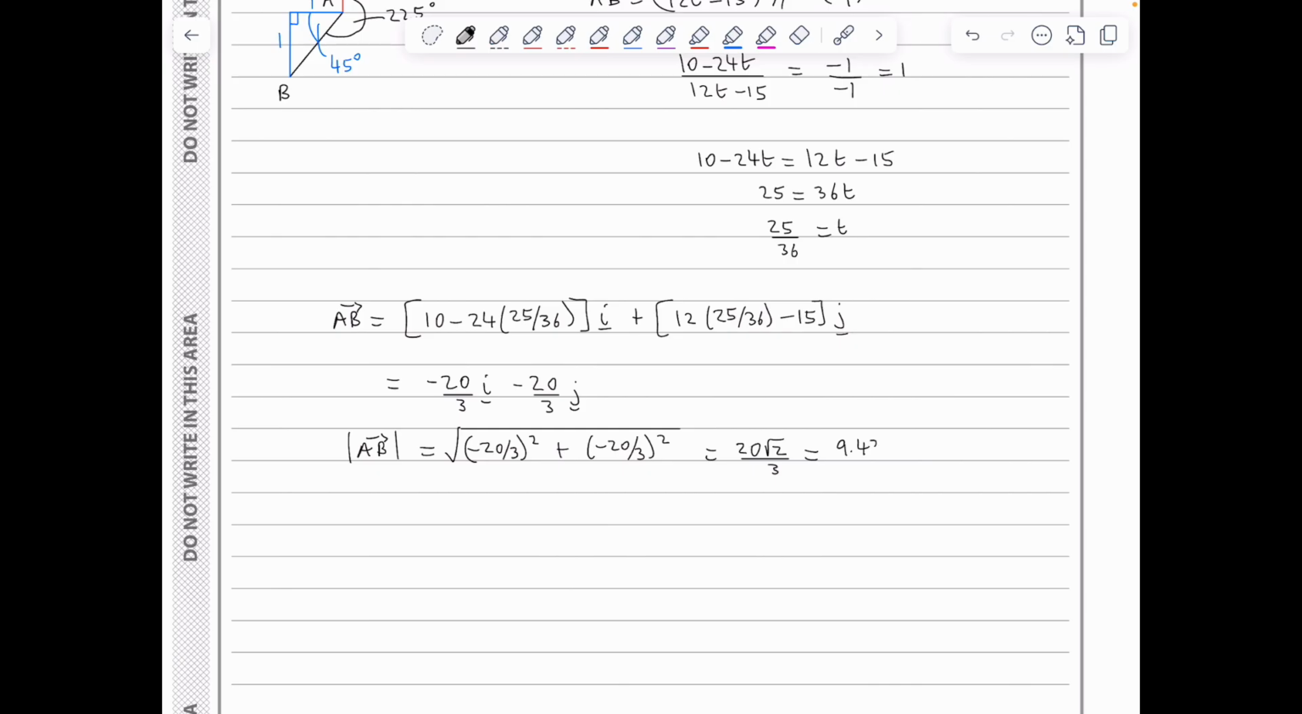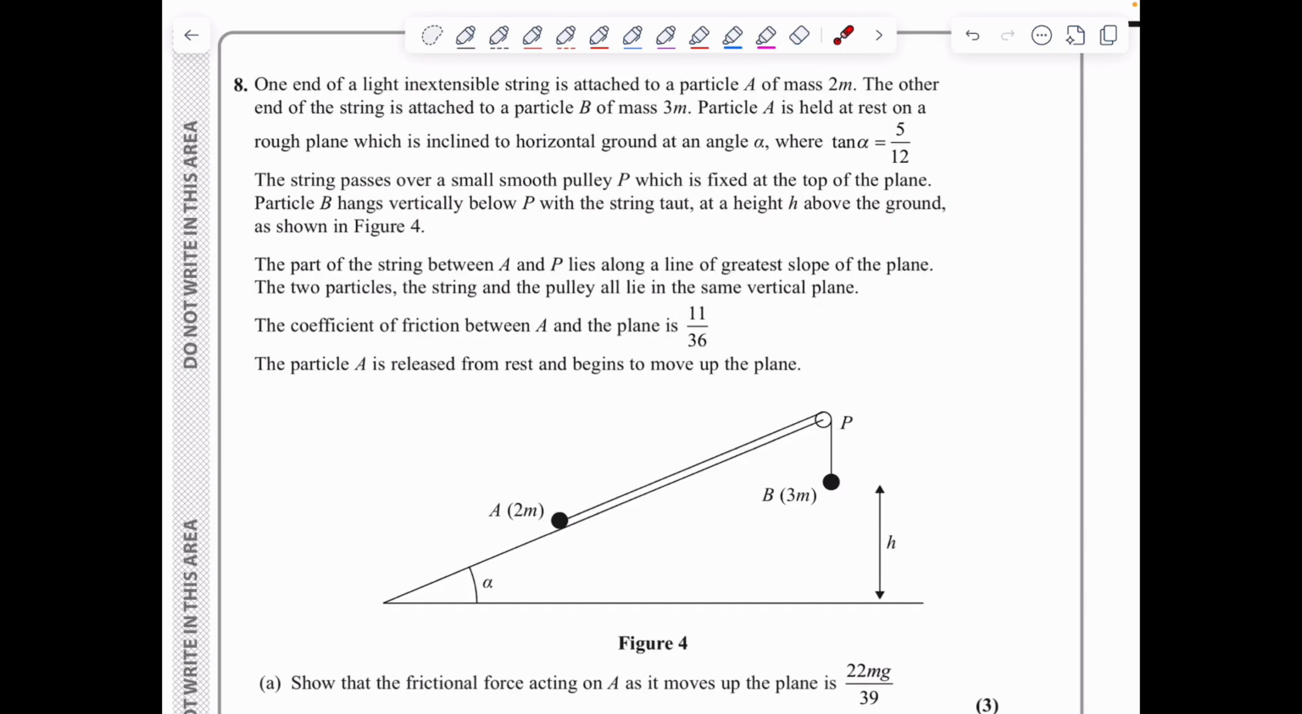is 9.43 kilometers. In question 8, we've got one end of a light extensible string attached to a particle A of mass 2m. The other end of the string is attached to a particle B of mass 3m. Now A is held at rest on a rough plane which is inclined to horizontal ground at an angle alpha, satisfying that tan alpha is 5/12.